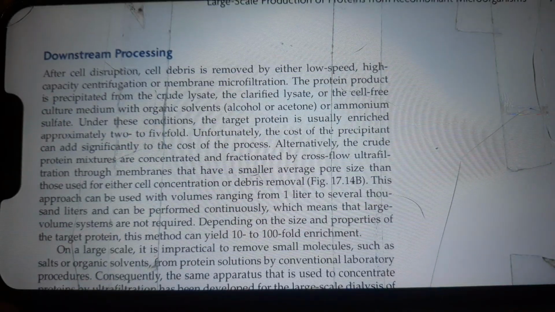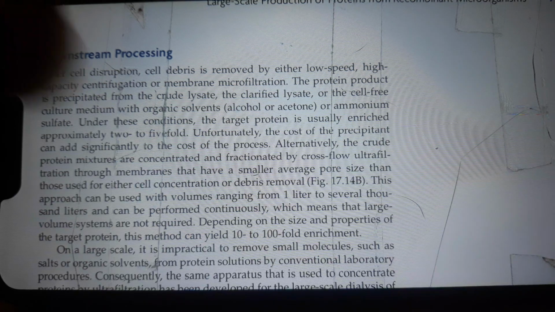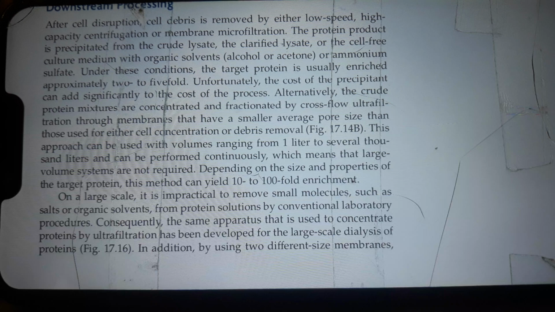Downstream processing. After cell disruption, cell debris is removed by either low-speed, high-capacity centrifugation or cell membrane microfiltration. The protein product is precipitated from the crude lysate, the clarified lysate, or the cell-free culture medium with organic solvents, alcohol or acetone, or ammonium sulfate. Under these conditions, the target protein is usually enriched approximately 2 to 5-fold.